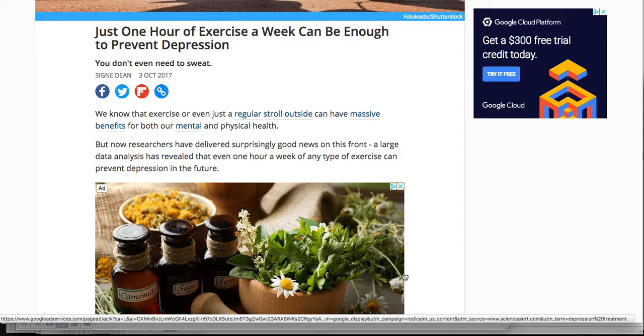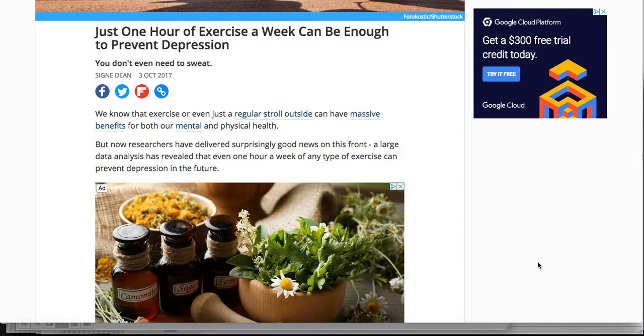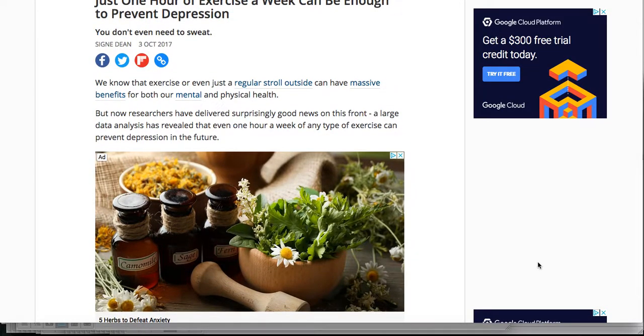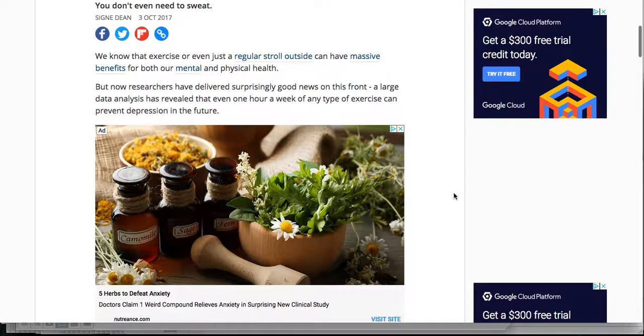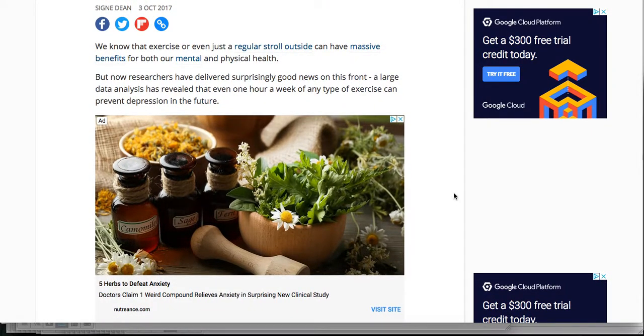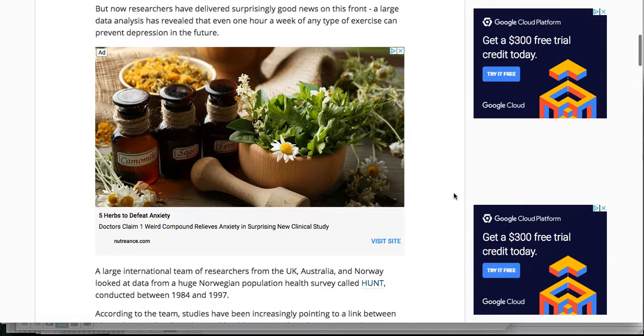It says, "We know that exercise, or even just a regular stroll outside, can have massive benefits for both our mental and physical health. But now researchers have delivered surprisingly good news on this front. A large data analysis has revealed that even 1 hour a week of any type of exercise can prevent depression in the future." And you'll notice that, because this is a web document, which is something I do want you to think about, they have links to previous studies that make similar or related suggestions, and that creates a web of information that might be helpful to the reader.